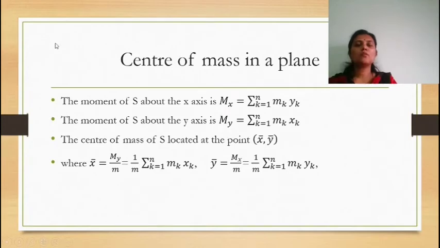Next portion is center of mass in a plane. The formulas are: the moment about the x-axis is Mx equal to sigma k equal to 1 to n of mk yk, and the moment about the y-axis is My equal to sigma mk xk. The center of mass is located at the point x bar, y bar, where x bar is equal to My by M, which is equal to 1 by M sigma mk xk, and y bar is equal to sigma mk yk by M.